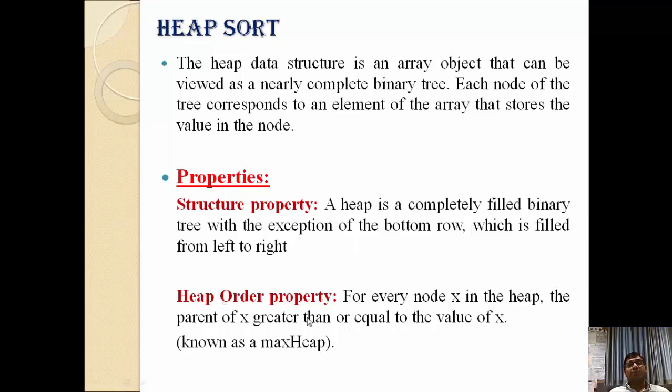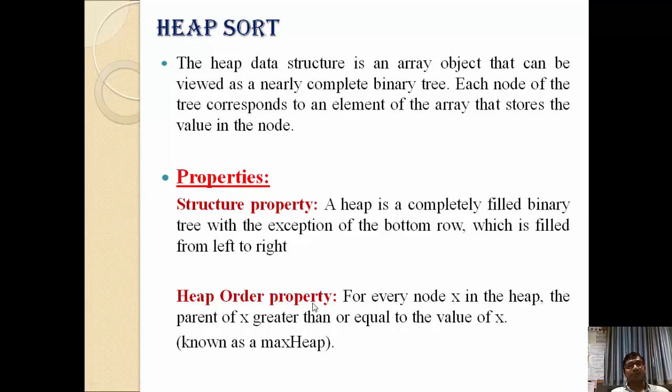The second property is the heap order property. It says that for every node x in the heap, the parent of x is greater than or equal to the value of x, and this is simply known as a max heap. It says that in our heap tree, the value of the parent node must be larger than all its children. It has a maximum of 2 children, so the value of the parent node must be larger than both the left child and the right child. Both properties are very important when we create a max heap tree.